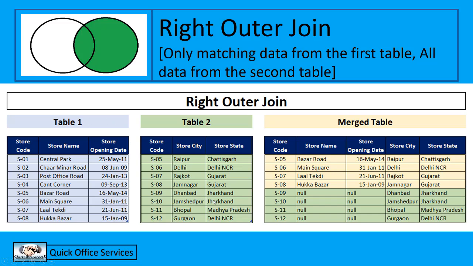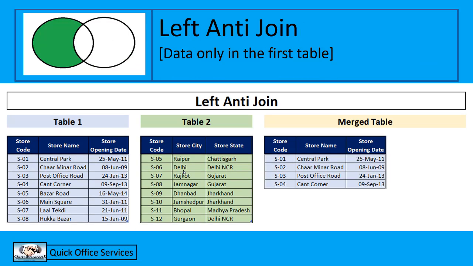It is like that. So I think you must have got an idea about these first three types of joins: full outer, left outer, and right outer. Now our next join is left anti-join. So left anti is data only in the first table. So if we compare these two tables, if the data is available only in first table, then it will be included in your new table, that is merge table.